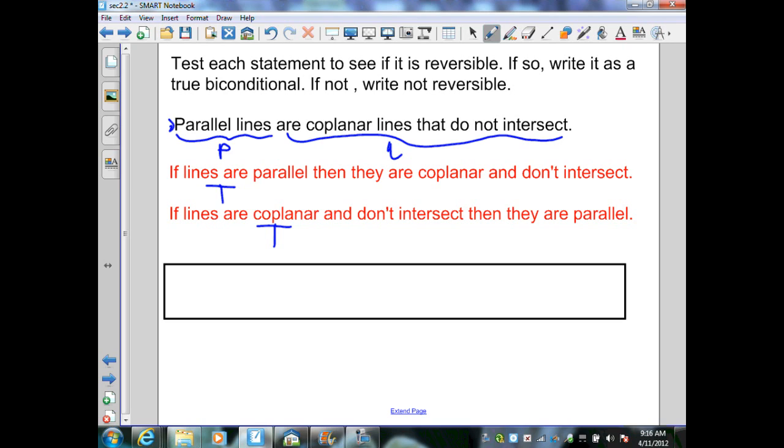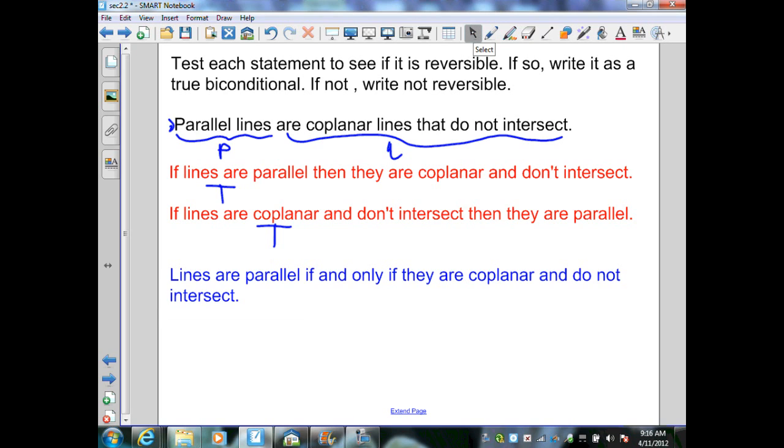Therefore, I can write if P then Q, or if Q then P, and they're both true. Since that occurs, I can then write a biconditional. Lines are parallel if and only if they are coplanar and do not intersect. Also, to be able to write conditionals, converses, and biconditionals, to know that they're true, I must know the definitions of geometry in prior sections.